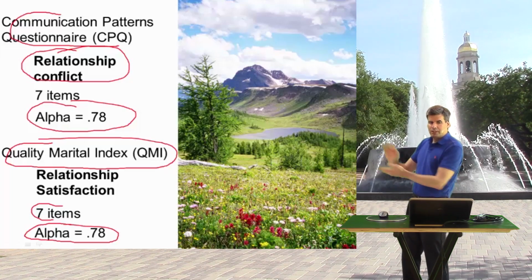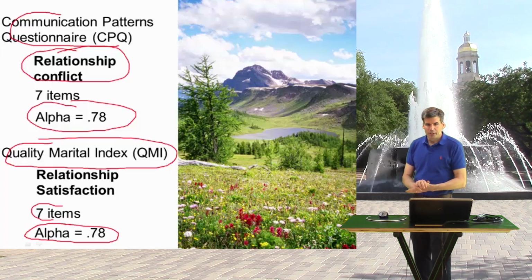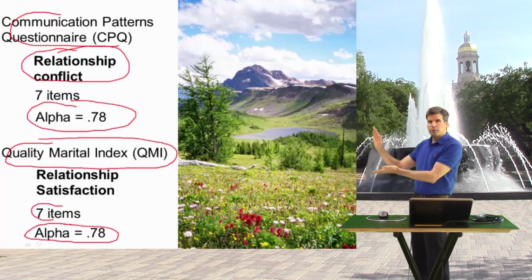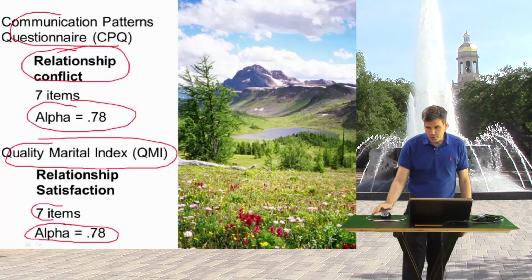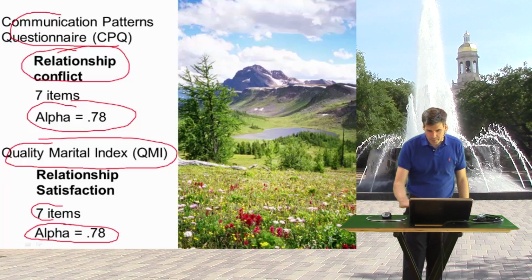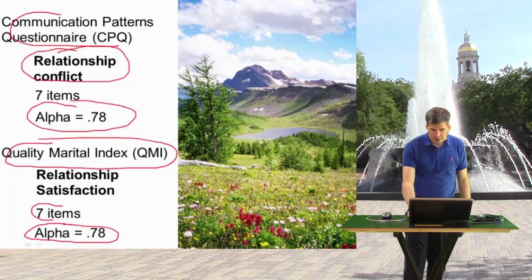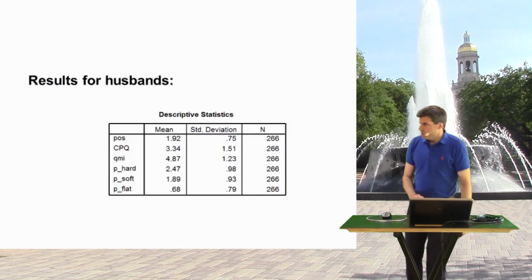So we're going to enter one block. Step 1 will be these 2 variables, the Communication Patterns Questionnaire and the Quality Marriage Index. Those go into step 1. In step 2, we're going to enter the 3 emotion variables to predict the outcome, which is self-reported positive communication. So let's look at the results.